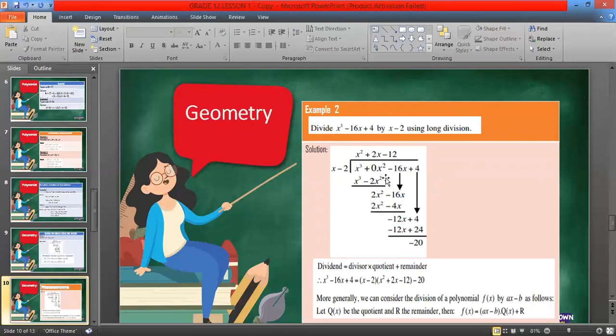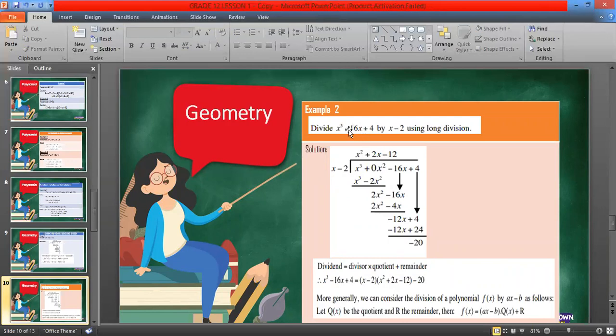But if you observe nicely, you're going to see the powers. When we started with the topic, we said the power of x must always decrease by 1. So this is x power 3, and this is x power 1, so x power 2 is missing. We must observe that, and because x power 2 is missing, we use 0 to represent it.